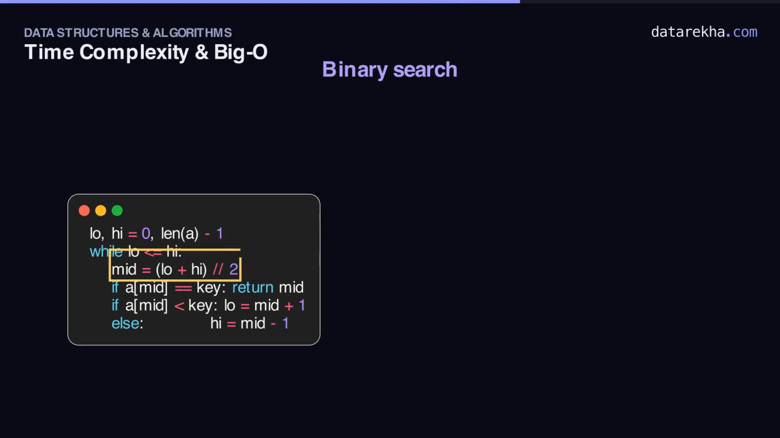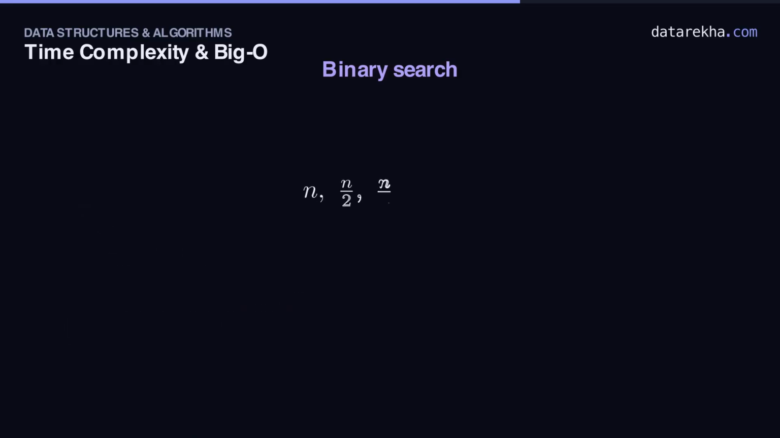But this time the array is sorted. Check the middle element. If it matches, stop. If the key is smaller, throw away the right half. If larger, throw away the left. Each step halves what's left. Worst case, we keep halving until a single element remains and we still have to check it. The range shrinks. n, n over 2, n over 4, down to 1.